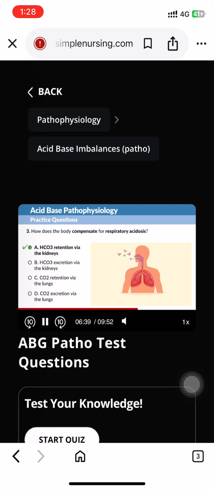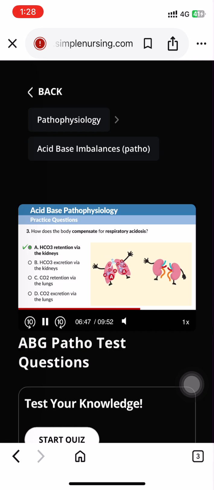And D, CO2 excretion via the lungs. Oh, this is pretty close, but it's wrong here. So remember, the kidneys will help the lungs when it's out of balance and vice versa. So respiratory acidosis is in the lungs, and it's typically caused by something that will cause the client to sleep, like a sedation. So we expect the kidneys to help out here in option A.